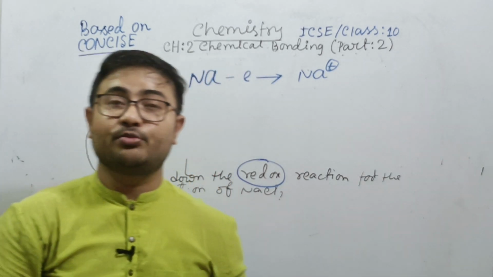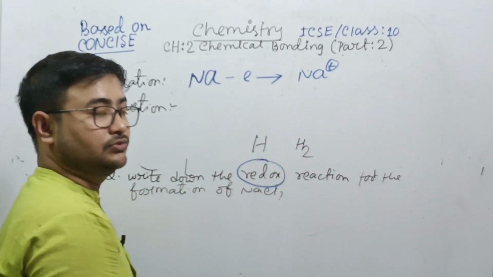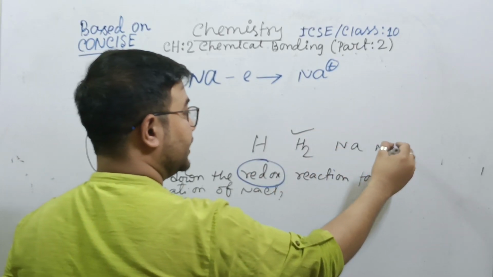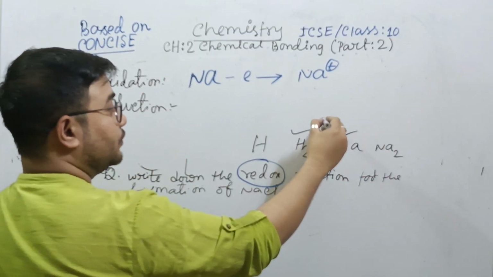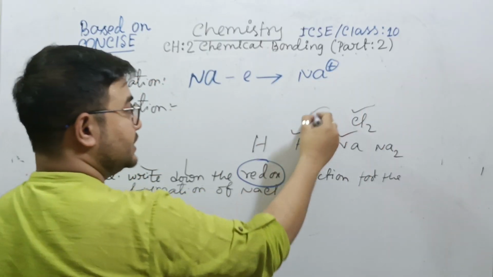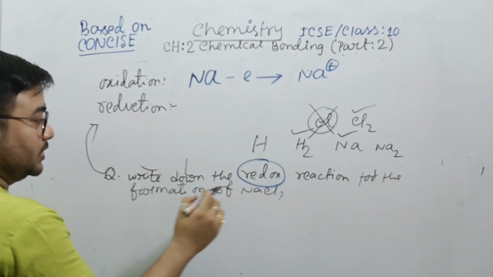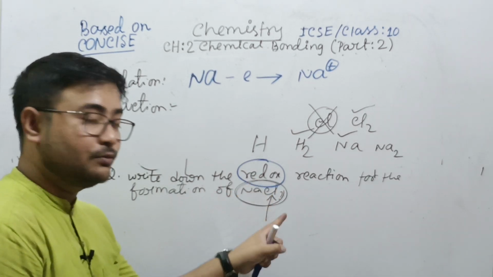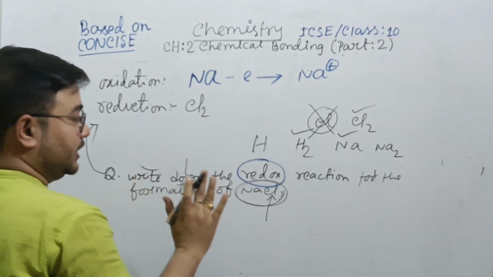Tell me, what is the formula of hydrogen? H or H2? This is H2. What is the formula of sodium? Na or Na2? This is Na. So in a similar way, what is the formula of chlorine? Cl or Cl2? This is the formula of chlorine, Cl2. There is no existence of Cl alone. So in case of NaCl, we need Cl, but the formula of chlorine is Cl2. Okay, look at the board.